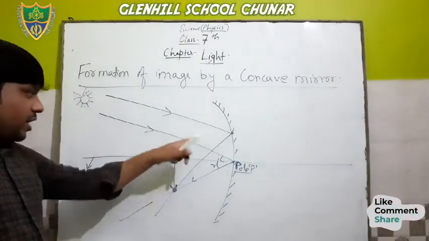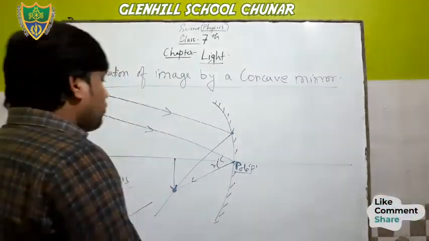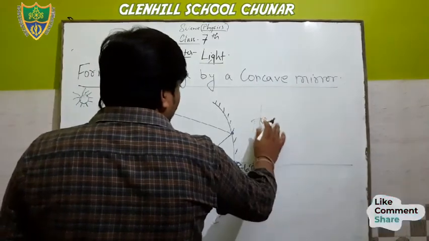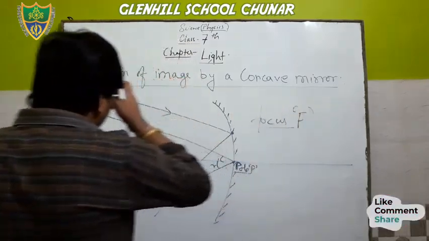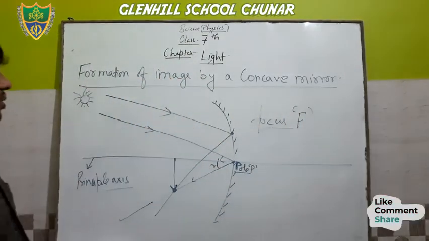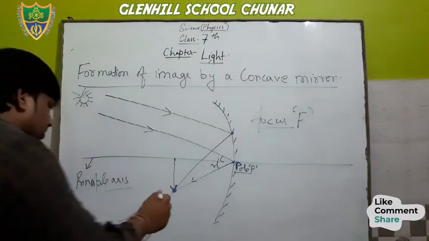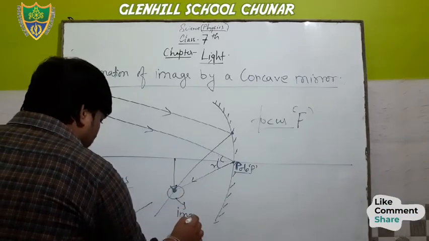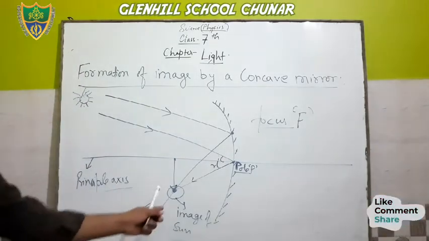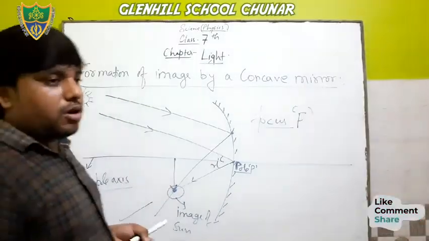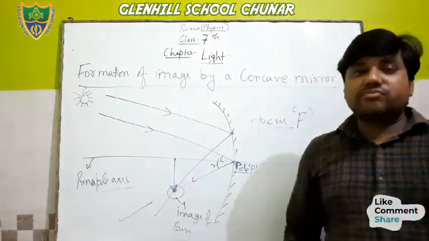And this point where all the rays meet is also known as the focus. It is noted by capital F. Okay, you noted it? Note it. And at this point, there is the image of the sun. Clear? If you place any paper here, it will start burning because the intensity of light at this point is very high.